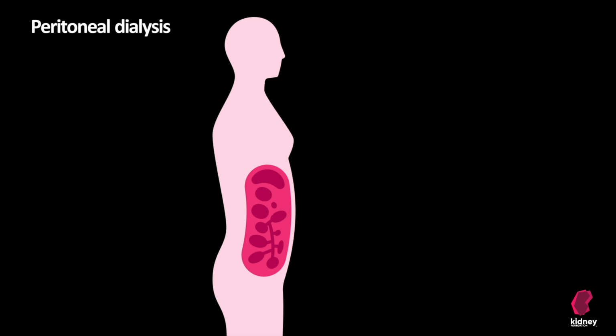In order to do peritoneal dialysis, you need to have a peritoneal dialysis catheter. This catheter is a small tube about the size of a drinking straw, which connects the inside and the outside of your abdomen.